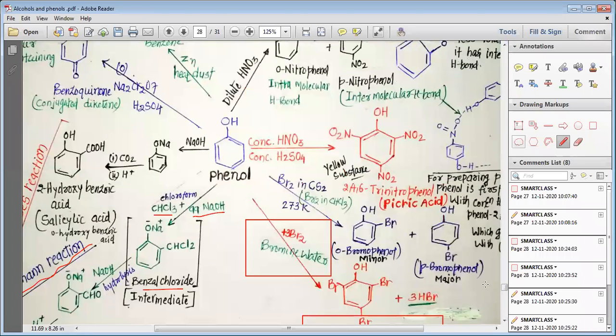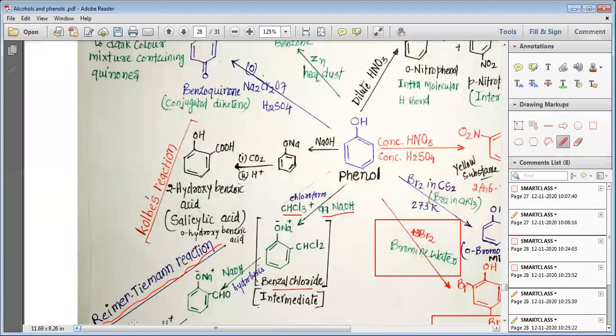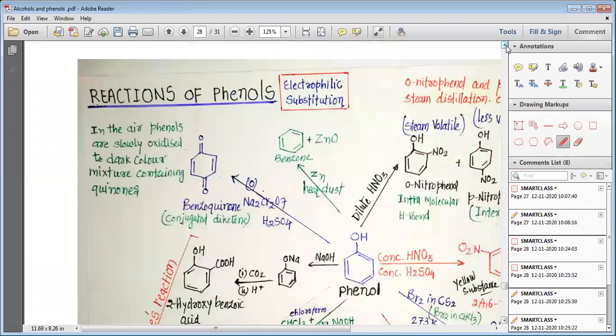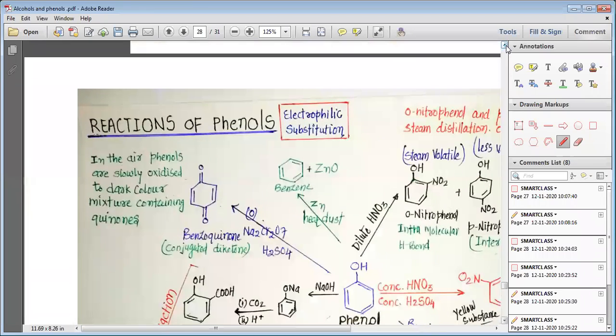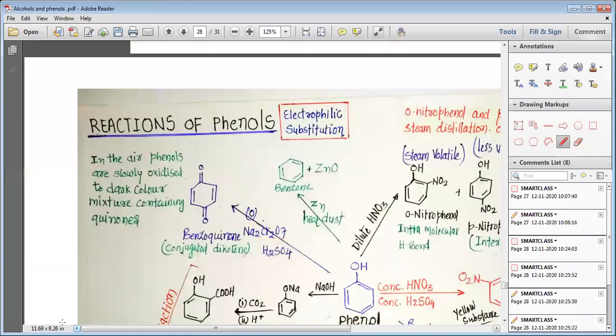Now, my dear students, we are going to study the reactions of phenols. A few important reactions of phenol. The first reaction that we are going to study is the oxidation of phenol. So you can see here we are going to study the oxidation of phenol, my dear students.